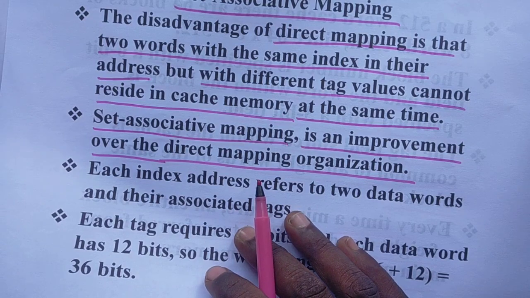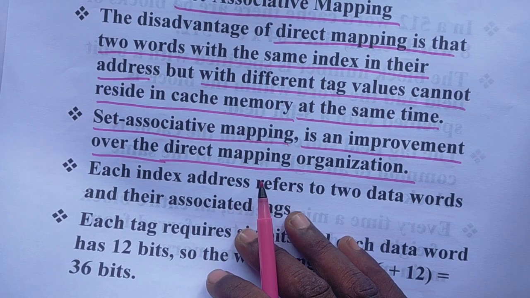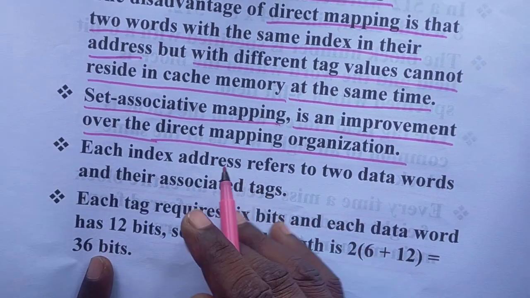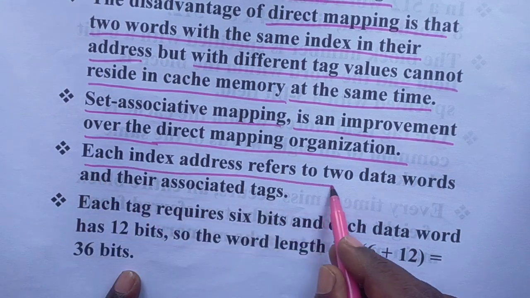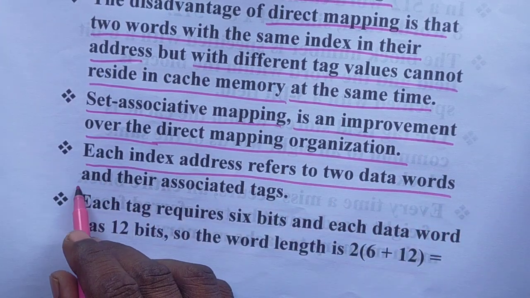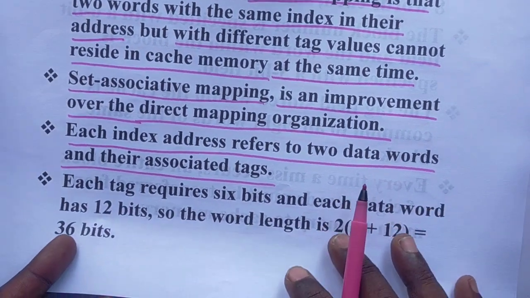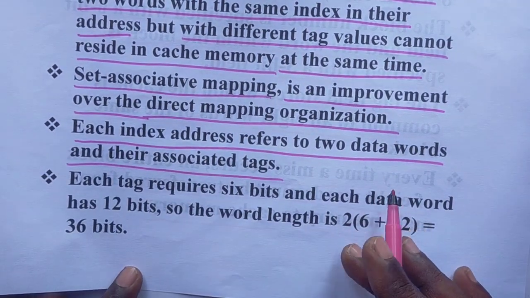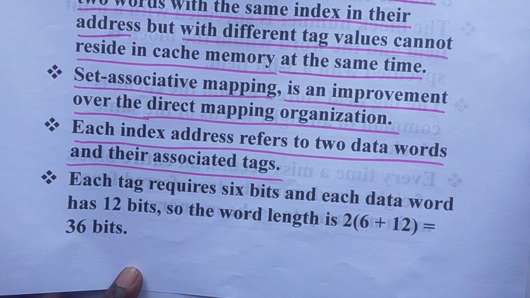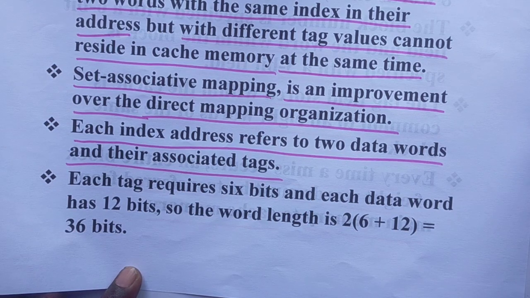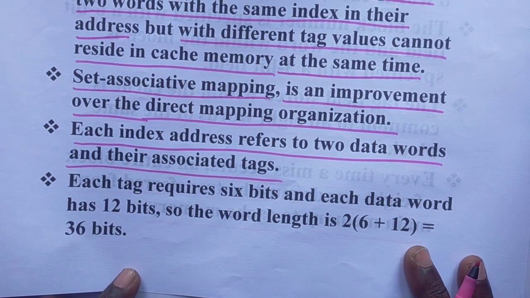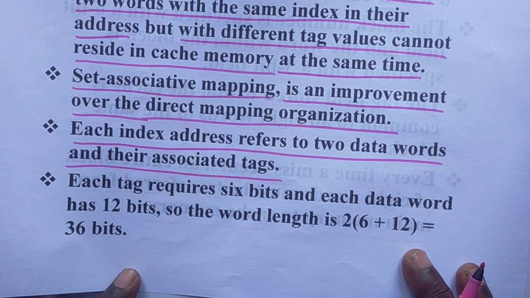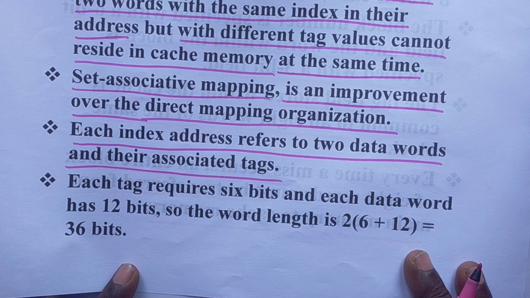How? Each index address refers to data words and their associated tags. Because in the index address we have already discussed that there is a block and another word. So each index address refers to data words and their associated tags, a word with the associated tags. How is it defined?